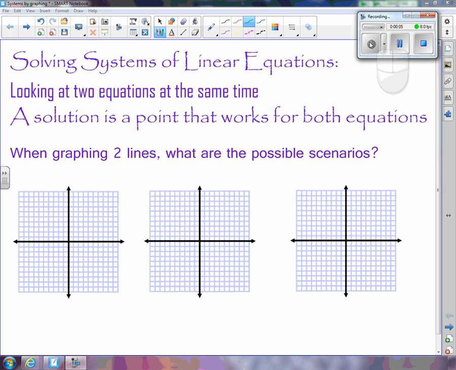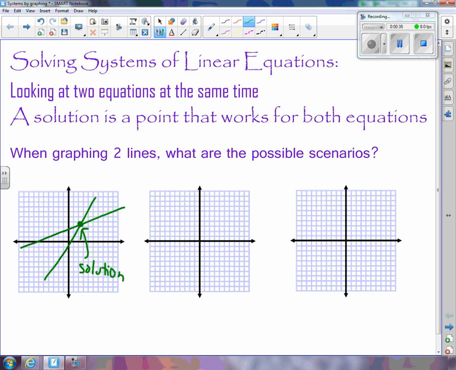Solve a system of linear equations by graphing. So we're going to look at two equations at the same time. When we look at two equations at the same time on a graph, there are three possible things that can happen. The first thing that could happen is that the two lines intersect. If the two lines intersect, this point of intersection is the solution, because if I plugged it into both equations, it would work.